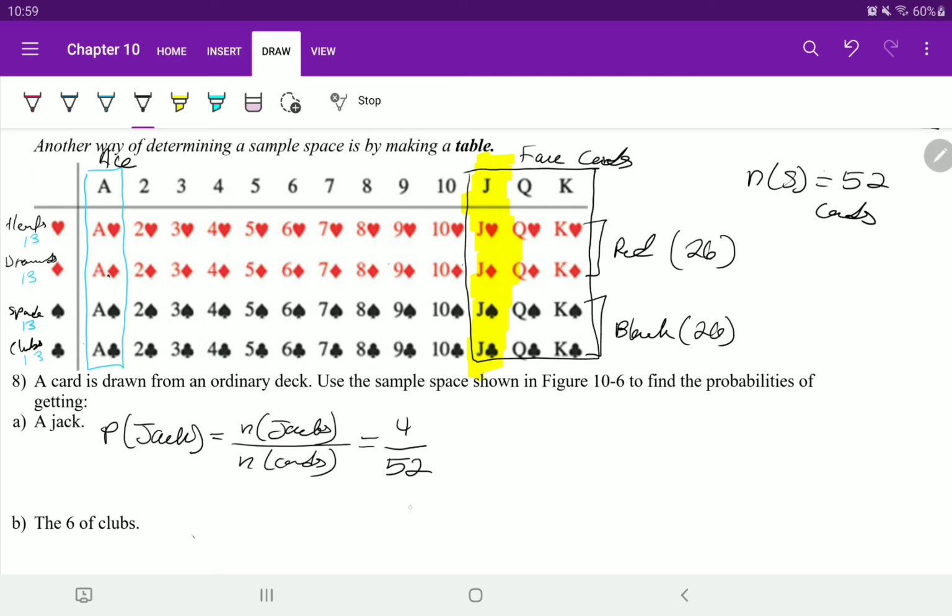Now I have to make sure I can reduce these fractions if I can. Both of these are even numbers, 4 and 52. I can divide the top and bottom by 2. 4 divided by 2 is 2. Half of 52 is 26. Once again, still even numbers. I can divide again by 2. Yes, I knew it could have been 4, but I'm taking my time doing this. 2 divided by 2 is 1. Half of 26 is 13. As seen there. So the probability of getting a jack in reduced form is going to be 1 out of 13.